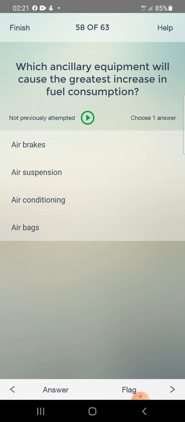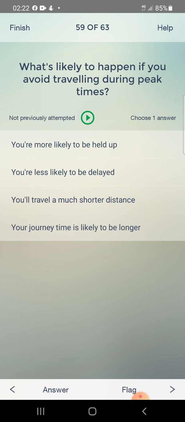Okay, so which ancillary equipment will cause the greatest increase in fuel consumption? Air brakes, air suspension, air conditioning, airbags. So, air conditioning.